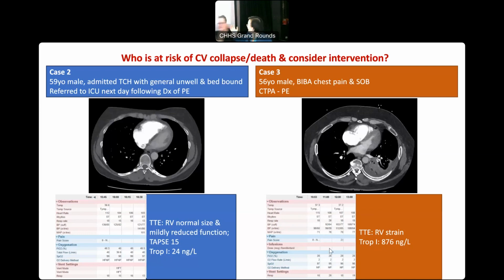We did an echo. It has evidence of RV strain. And the troponin is 400. Again, you have to believe me.